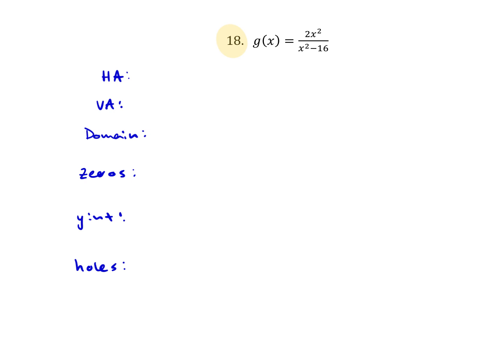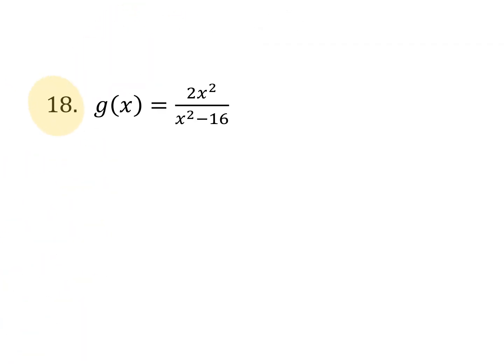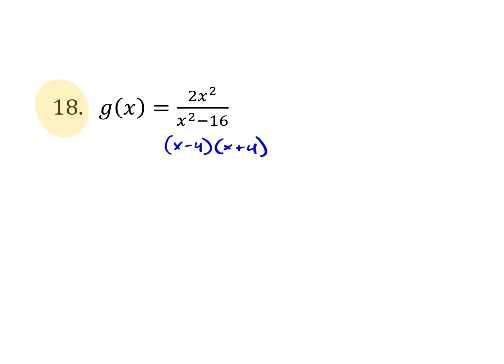When you're finding everything here, first thing you want to do is check for holes. How do we check for holes? We'd factor. Can I factor the numerator? No, but can we factor the denominator? What does the denominator factor into? X minus 4 and x plus 4. Awesome, it's the difference of squares. Do we have anything that cancels out with the top and the bottom? No. Perfect. No holes.